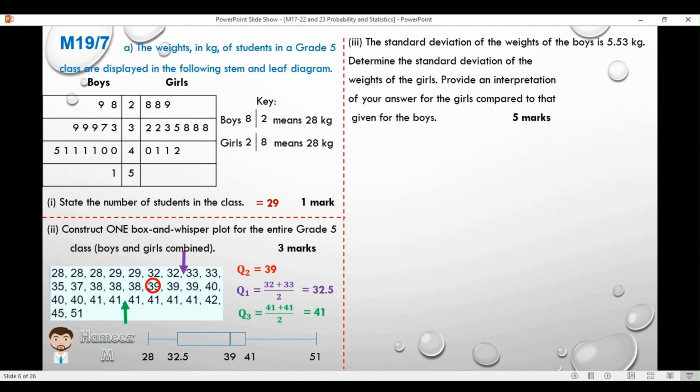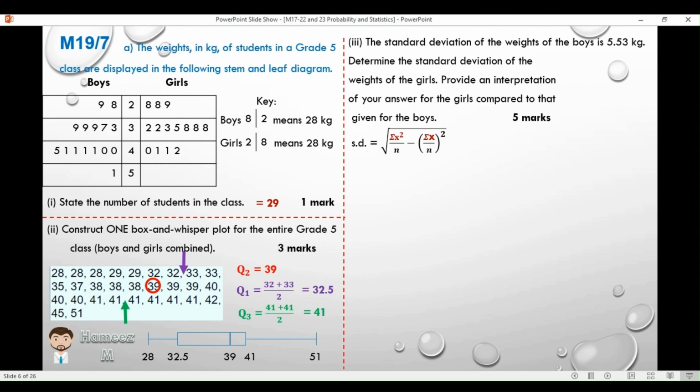So, first of all, we need to calculate the standard deviation of the girls' weights, and then we could compare it. So how do we do that? Let's recall there are a couple different formulas we can use to find standard deviation. So let's use this one, where standard deviation is equal to the square root of sigma x squared divided by n, the number of terms, which is 14 for girls, minus sigma x on n all squared.